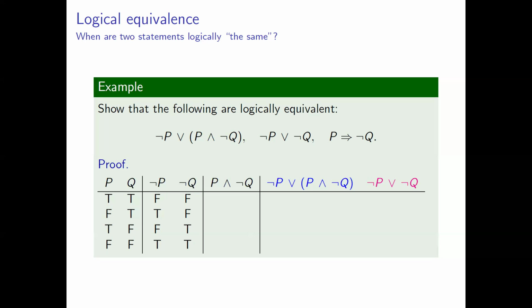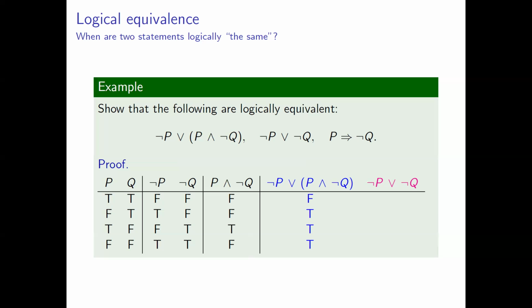Next, we fill in the column for the statement P and not Q. Recall that P and not Q is true if and only if both P and not Q are true. It is false for all other cases. We now fill in the column for the formula either not P or both P and not Q. Recall that this is false exactly when both of the statements not P and P and not Q are false. It is true for all other cases.